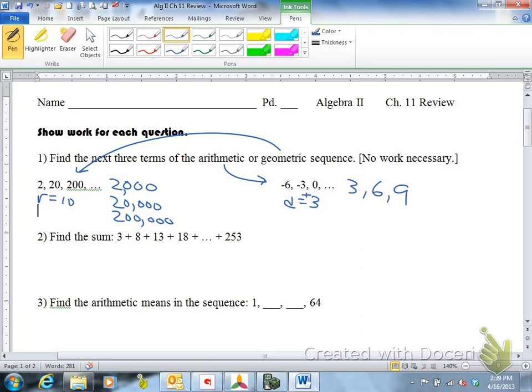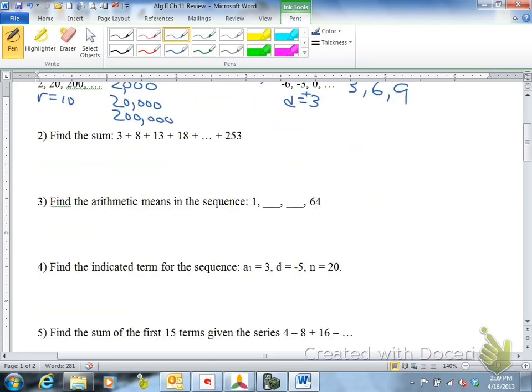Number 2, find the sum. First you have to find the number of terms. To find the number of terms, you use this formula. It's arithmetic. You're adding 5 each time to get to the next term. So to use this formula, you need to find n. So you have 253 equals 3 plus n minus 1 times d, which is 5.